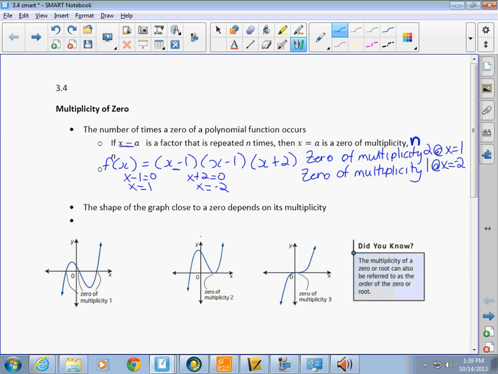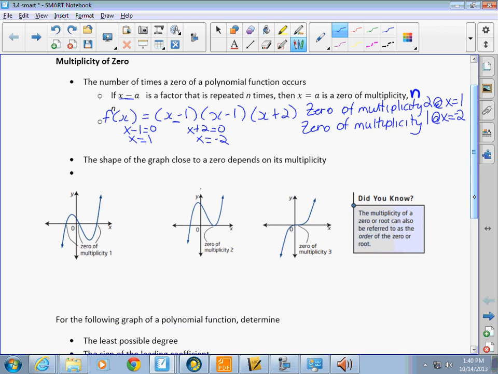So it says the shape of the graph close to a 0 depends on its multiplicity. So if it's a multiplicity of 1, it's going to have a little bit of different shape than something with a multiplicity 2 and a multiplicity 3. What's going to help you in this section is if you refer to that kind of summary chart at the end of section 3.1 that gives you the different shapes of a graph if it's a degree of 3, 4, 5, and 6. And you already know degree 2 is a quadratic, so it's a parabola shape.